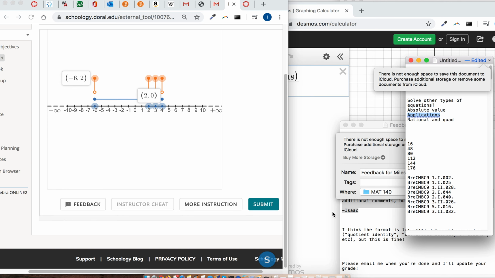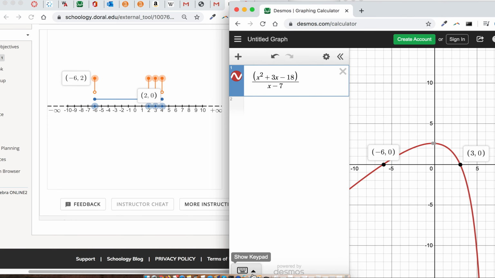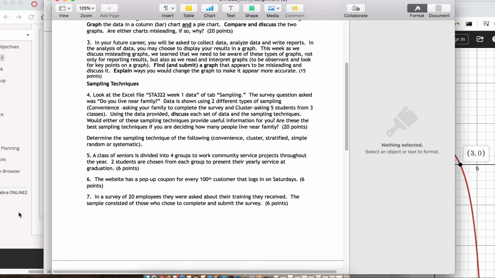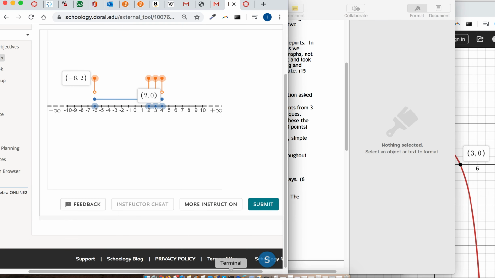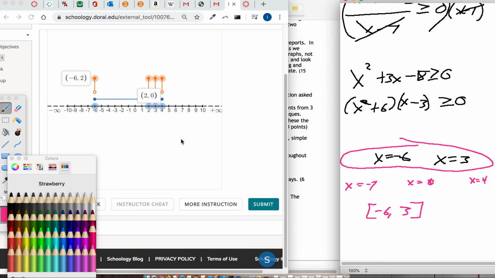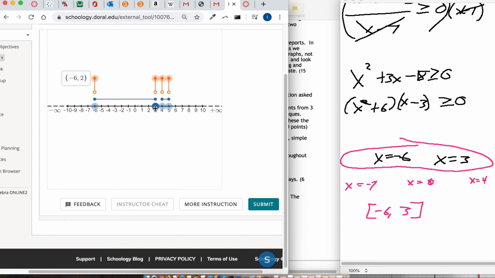Just need to get rid of one of those because we got the solution, but it's got two different lines there. -6 and 3 is what we said, so that should go here. And that's a closed dot, so that's all good. Now we just need this to disappear. You think we can? No, it won't let us. Go away.